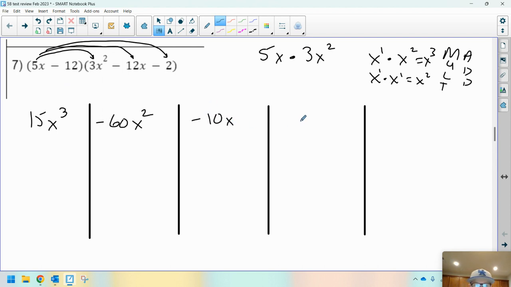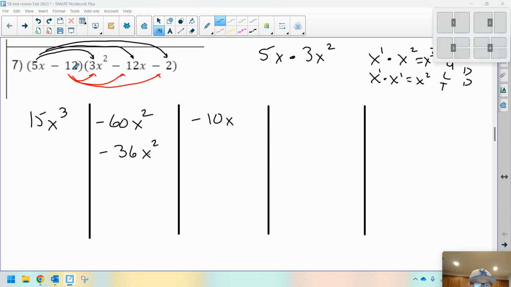Put an x there. All right, let's go to the next one, we're going to distribute the negative 12. So when we distribute the negative 12, we get negative 12 times 3x. 12, 24, 36. A negative times a positive is a negative. So we're going to get negative 36x squared. We have to bring down the x squared. There's no x in the 12. The 3x squared, we have to bring down the x squared.